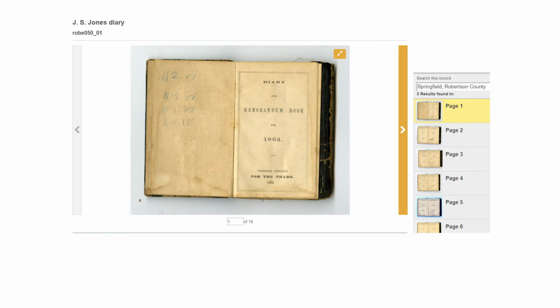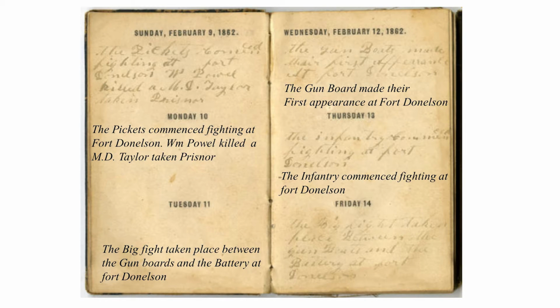Now I want to show you a couple of really important examples. This is one of mine. This is J.S. Jones's diary. He was in the 30th Tennessee, and he was captured at Fort Donelson. So he was a POW, and this is his day book from 1862, okay? And it's actually dated 1862. So he had a new day book for the year, and then he was captured in February, okay? And was taken to Camp Butler. And so I brought this, and all the pages are copied, so it's available. The transcriptions aren't there.